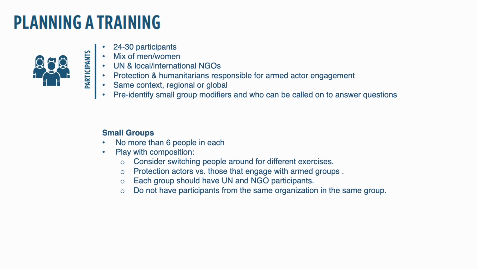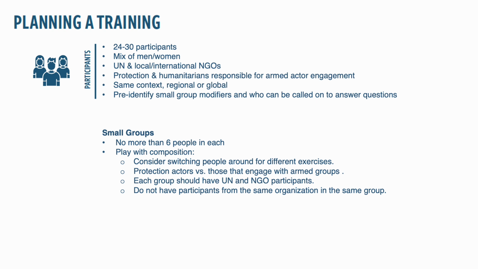In terms of participants, the training works best if they number between 24 and 30. They should be a diverse mix of men and women from UN agencies and local and international NGOs that are responsible for protection and engaging with armed actors, for example, civil military coordinators, access advisors, etc. Ideally, the training would be for participants working in the same context, but it can also be organized regionally or globally, although the latter is not recommended if online, as it would be difficult to find a time convenient for everyone. Facilitators should get to know their participants before the training.